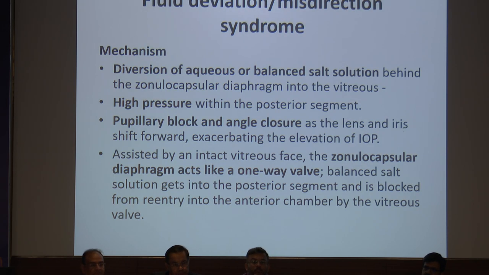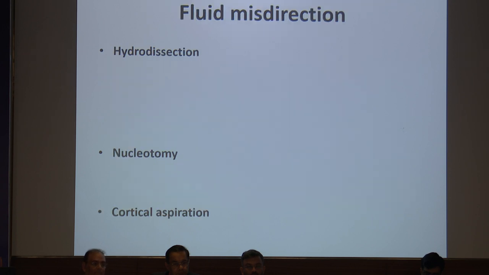So what is this fluid misdirection syndrome? There is diversion of aqueous or balanced salt solution behind the zonulocapsular diaphragm into the vitreous, and this creates high pressure in the posterior segment, which causes pupillary block and angle closure as the lens and iris are shifted forward, and this leads to rise in intraocular pressure. And since it acts like a valve, whatever fluid goes, goes behind, it's not coming out entirely, so the chamber becomes shallow, and further creates more problems.